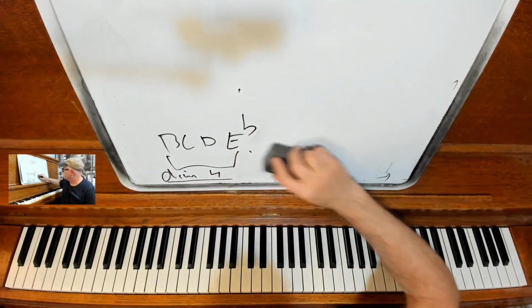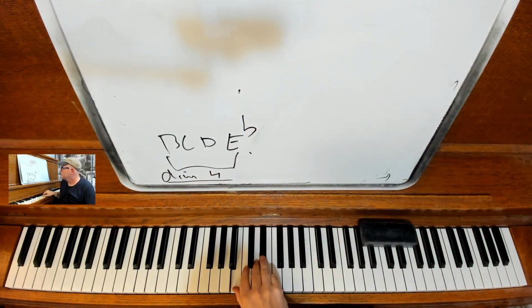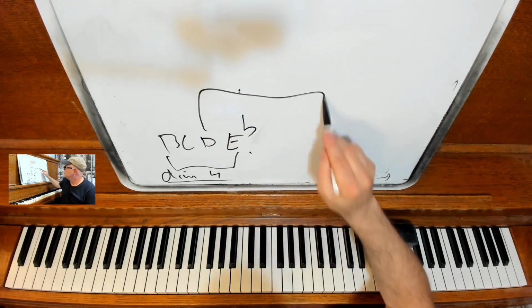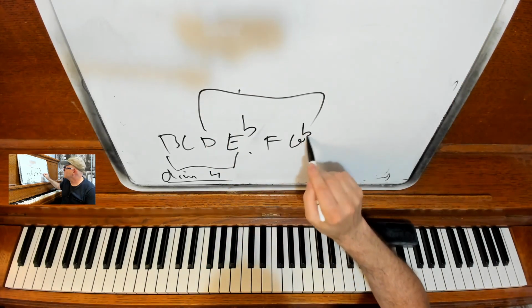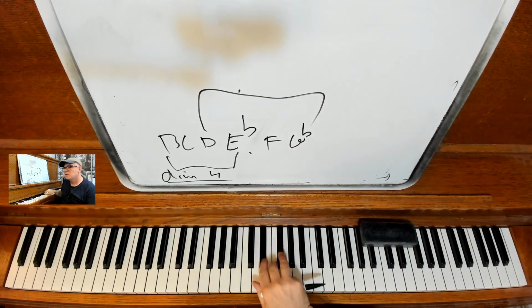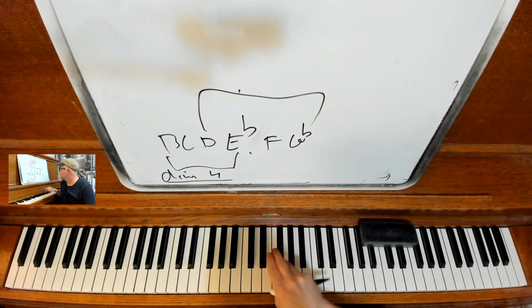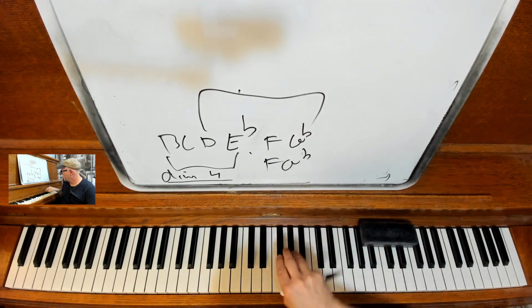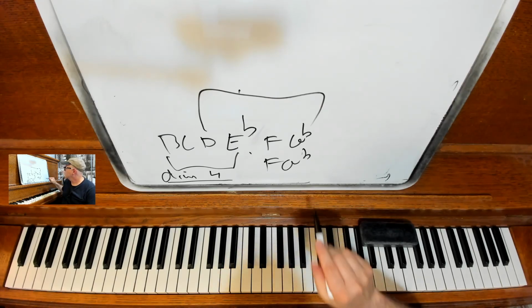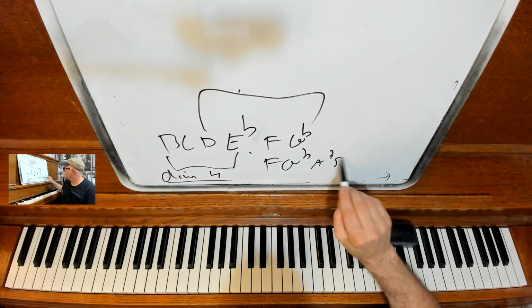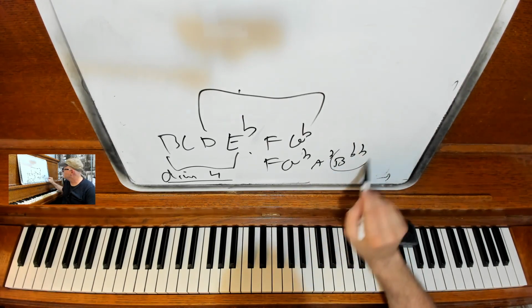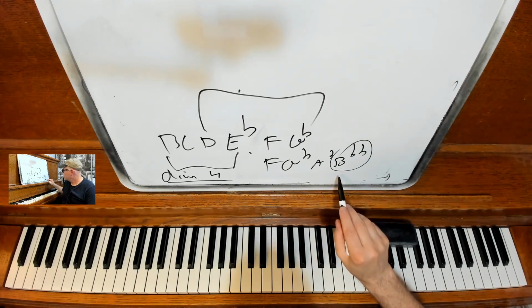Here's our first tetrachord, all right? B, C, D, E flat. And then if you go back down a half step, D, E flat, F, G flat. That's another diminished tetrachord. And then if you go down a half step, F, G flat, A flat, B double flat, which is also A.